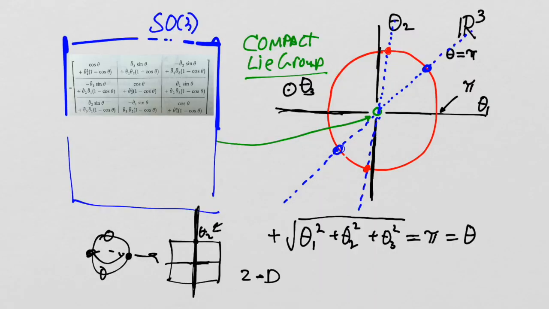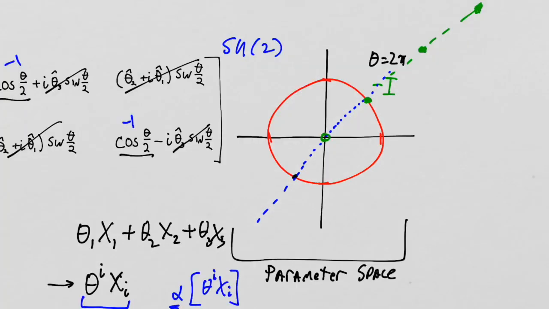Notice that's not the case here. I hit this sphere. Eventually, I do get to the identity again, right? But that takes 2 pi. Every 2 pi, I get back to the identity.